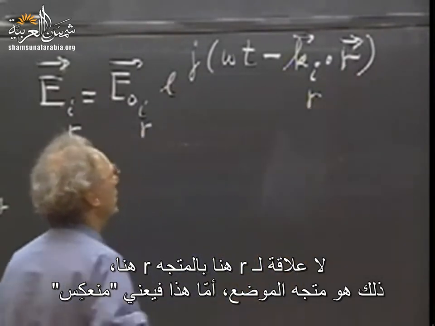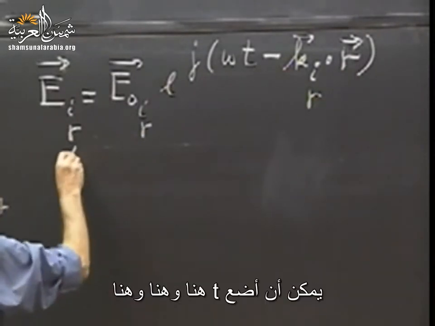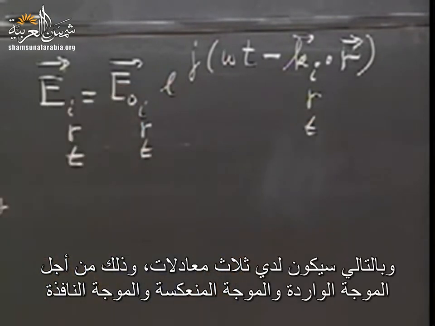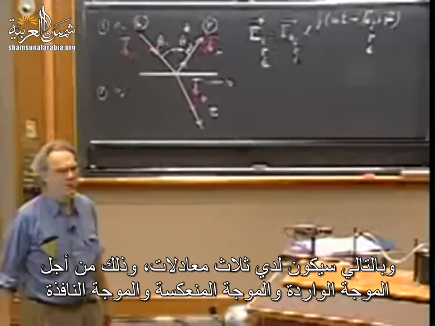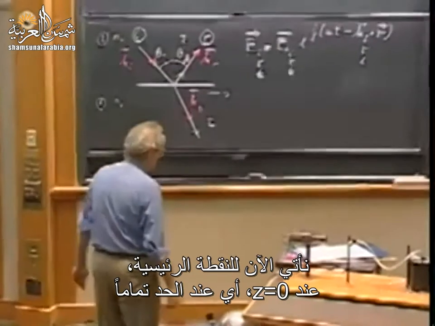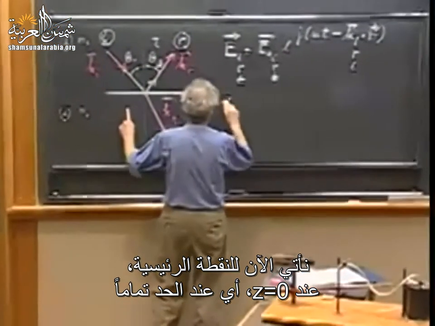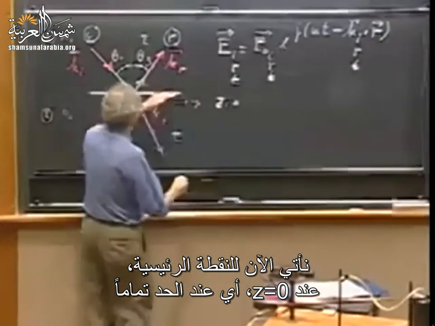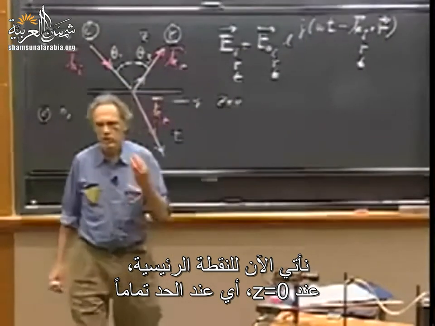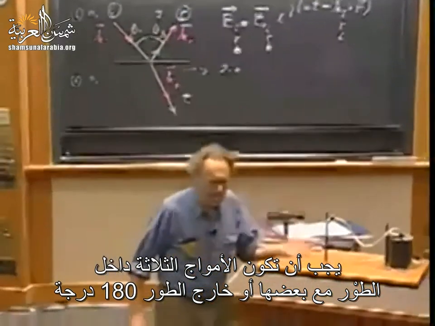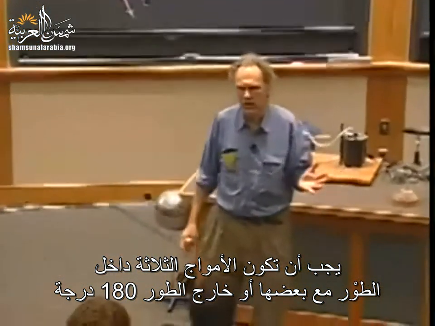This means reflected. And I can put a t here, and a t here, and a t here, and I would have three equations then. For the incident one, for the reflected one, and for the transmitted one. And now comes a key point. At z equals 0, that means really at the boundary, these three waves have to be in phase with each other, except for a possible 180-degree phase change.